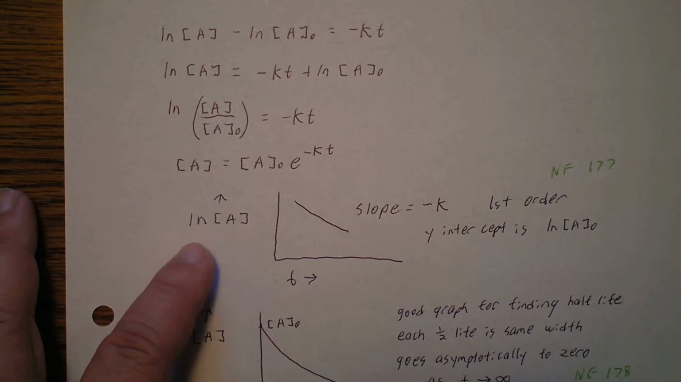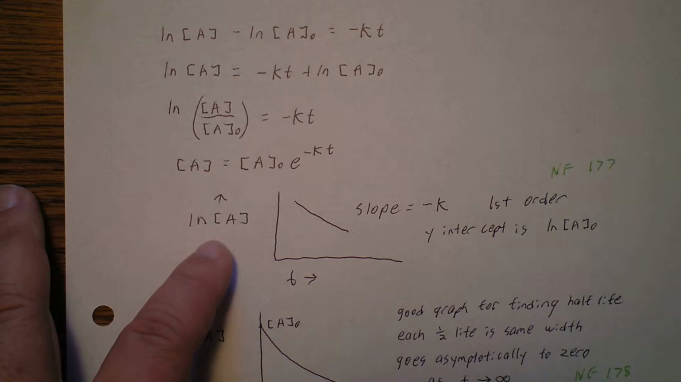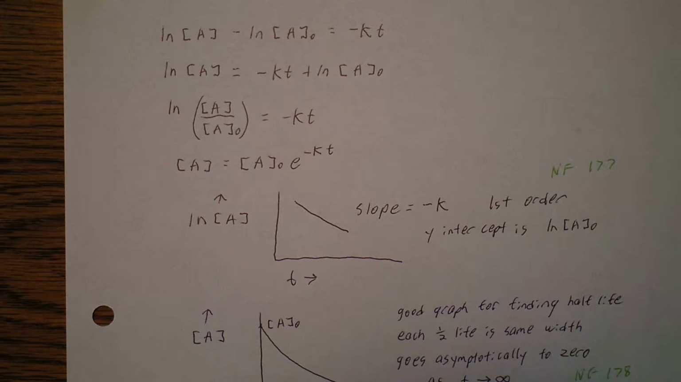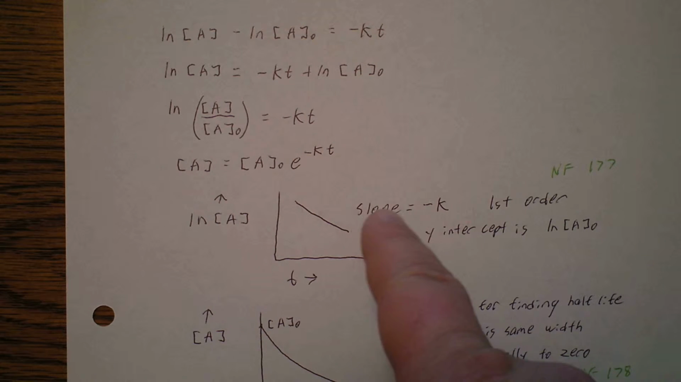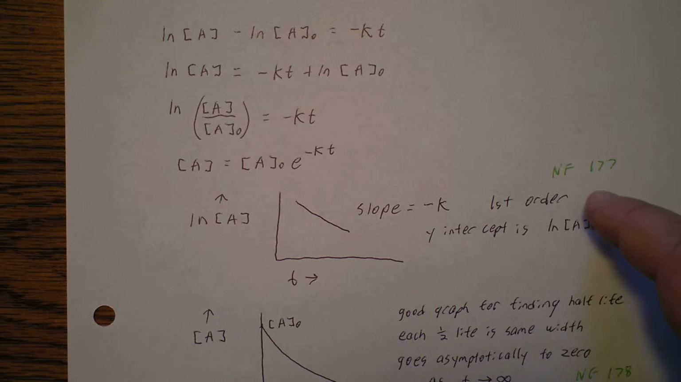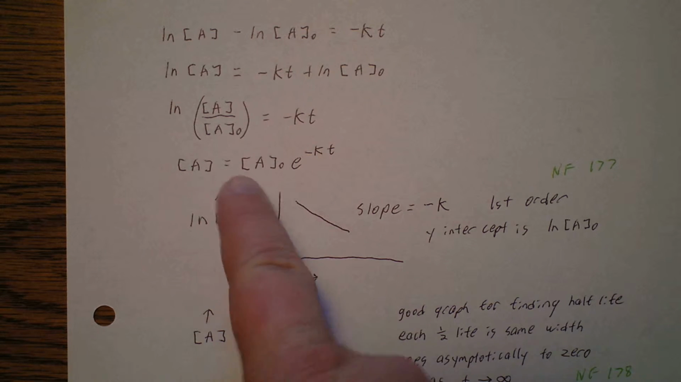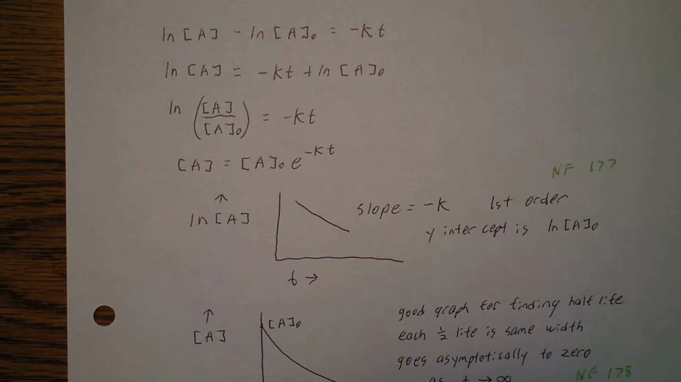So we have a graph here of the natural log of the concentration of A versus time. Notice this is a slope going down. The slope here is minus k. It's only true for the first order. So the y-intercept over here will be the natural log of the initial concentration of A.